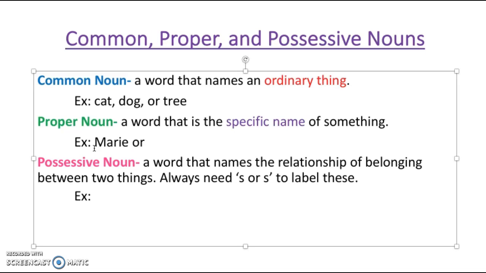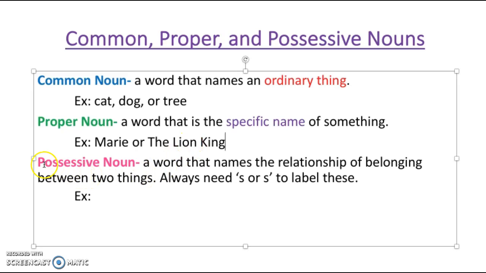Or you can tell me the specific movie of The Lion King. You're not just telling me, oh, that movie, that movie about the lions. You're telling me The Lion King. You're giving me the specific name of the specific movie that I'm looking for. So, common noun, ordinary thing, could be any movie, any cat, any dog, any tree. But if it's a proper noun, you're giving me the specific name of it. So the specific cat Marie or the specific movie The Lion King.